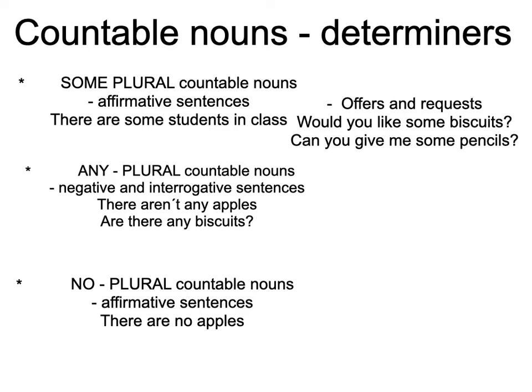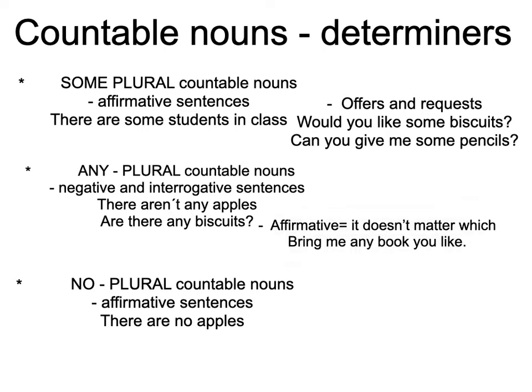As for any, we can also use it in affirmative. When we use any in affirmative, it means that it doesn't matter which. I don't care. Whichever you give me would be fine. For example, bring me any book you like. I can also use some, bring me some book you like. But with any, we've emphasized the fact that we don't care which book they choose.